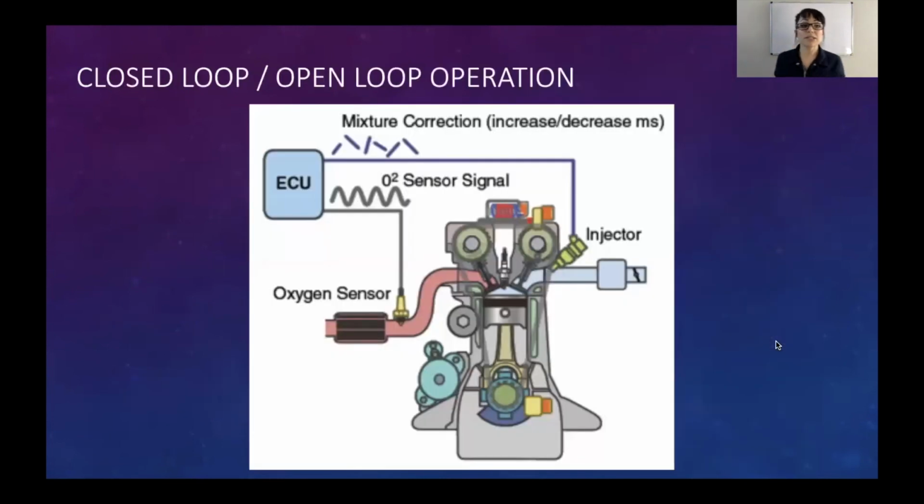Now, lastly, I want to talk about closed loop and open loop operation. I know I briefly mentioned this in, I believe, the EFI presentation, but here is a little bit of a better picture. And now that we understand input and output a little bit better, we can maybe view this a little bit differently. So again, closed loop is a circle, right? Open loop means we break that circle.